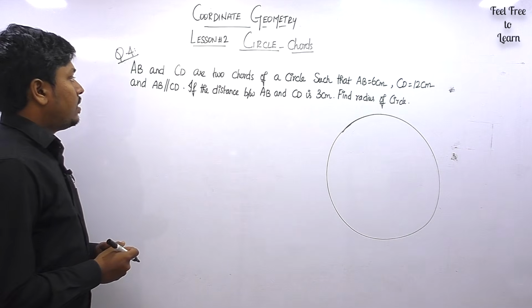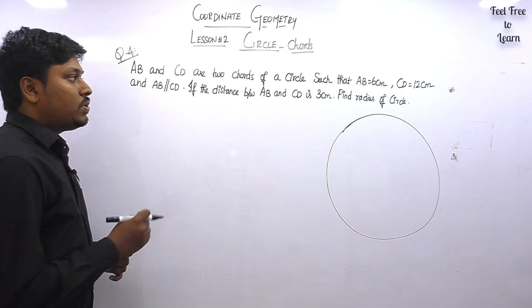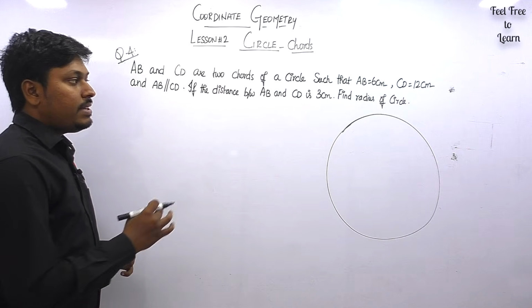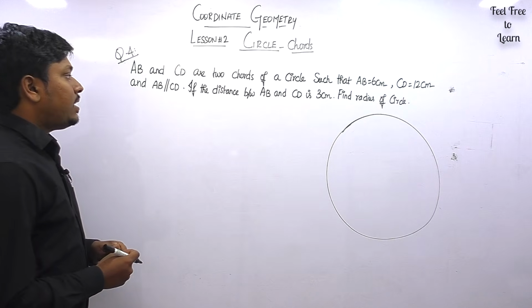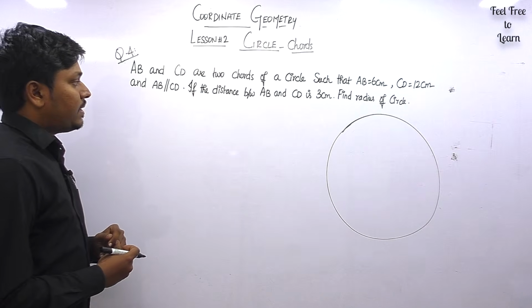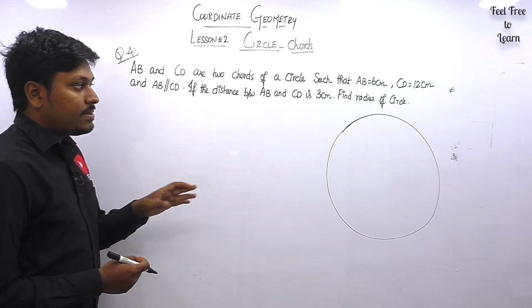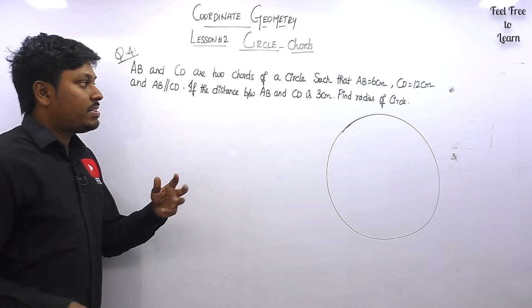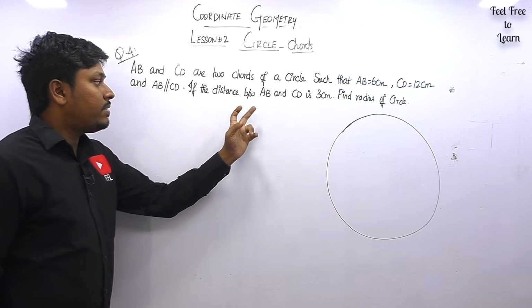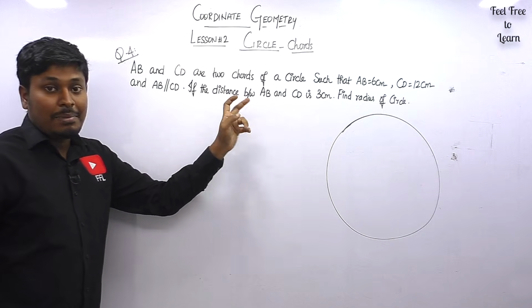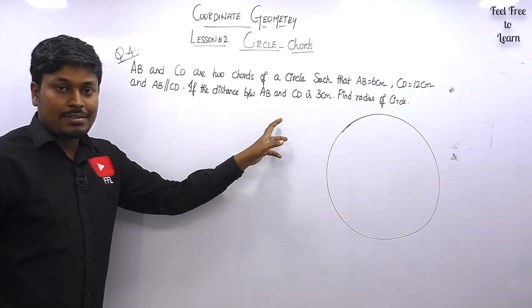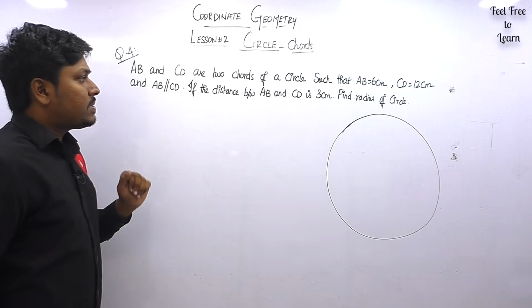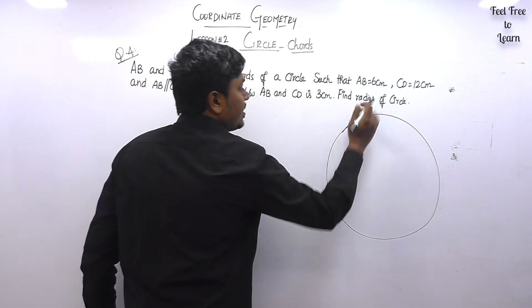Question number 4. AB and CD are two chords of a circle such that AB is 6 centimeter and CD is 12 centimeter, and AB is parallel to CD. If the distance between AB and CD is 3 centimeter, find the radius of the circle. In the previous question where the radius is given, our target was to find the distance between both the chords. But here the distance between both the chords is given, and our target is to find the radius of the circle, right? So similarly we can draw both the chords. First chord is 6 centimeter.